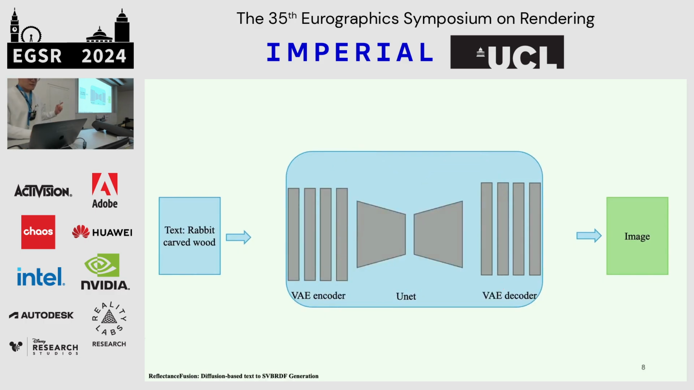A diffusion model has 3 components. The middle part is the core part, the UNet, and the left and the right parts are the VAE encoder and decoder. The VAE, whose full name is variational autoencoder, is a type of neural network that can convert the input to the latent space and then convert it back to the image.